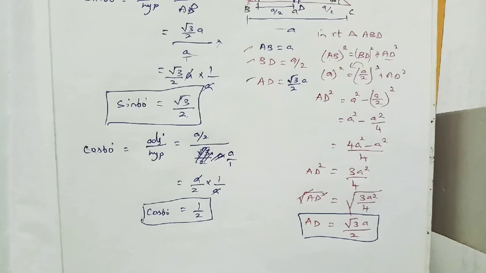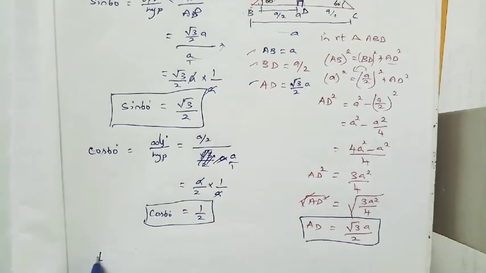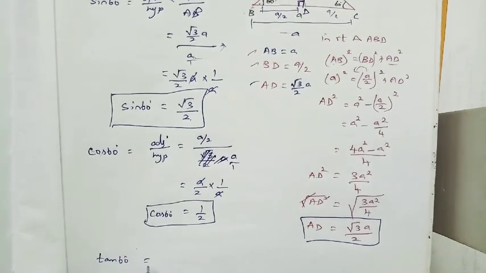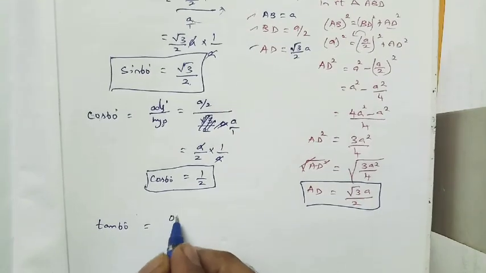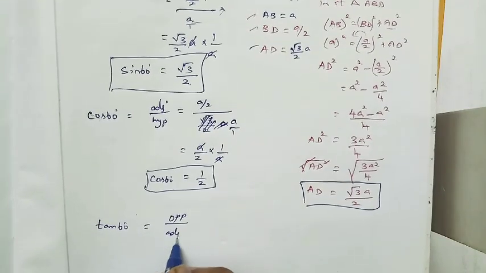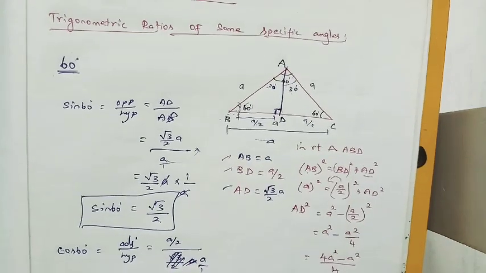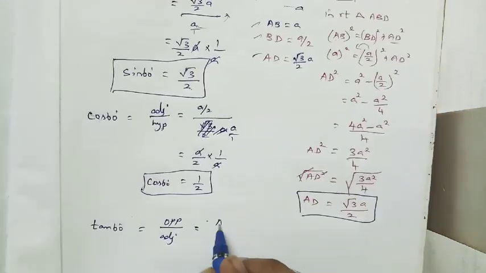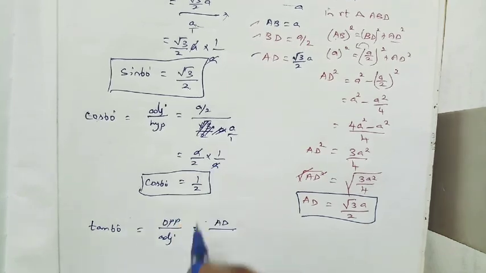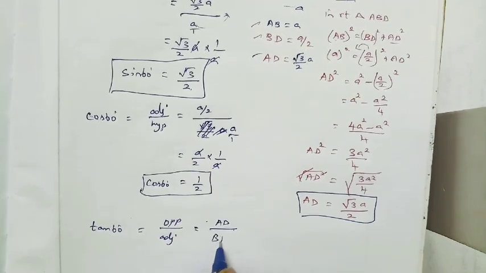Next, tan 60 degree. What is tan theta? Tan theta is nothing but opposite side divided by adjacent side. For 60 degree, the opposite side is AD. AD divided by the adjacent side, BD.